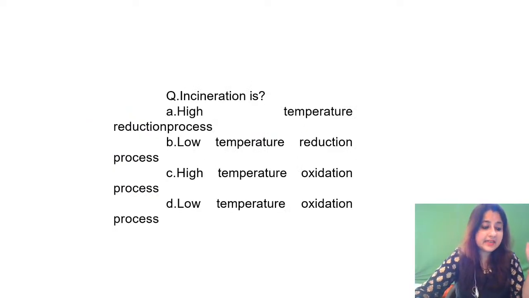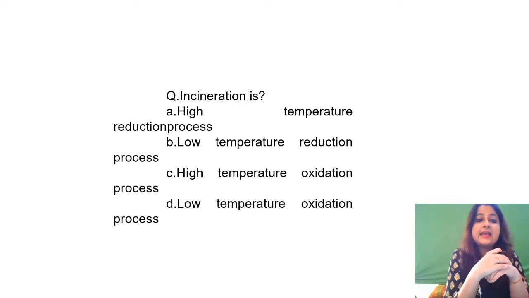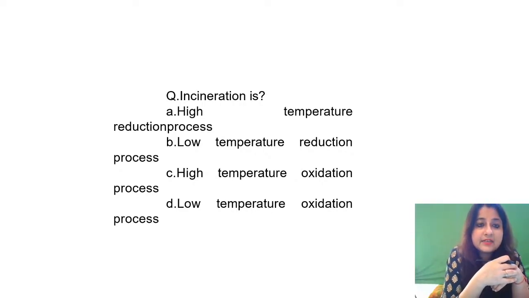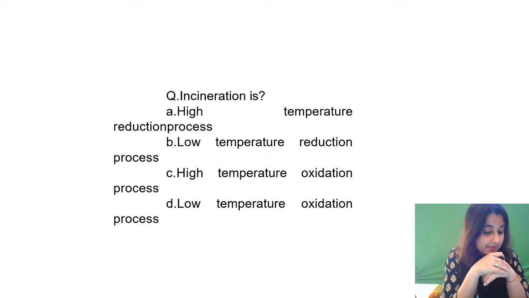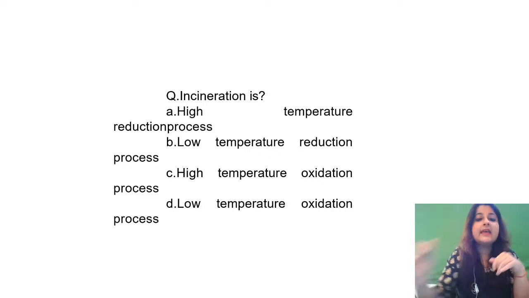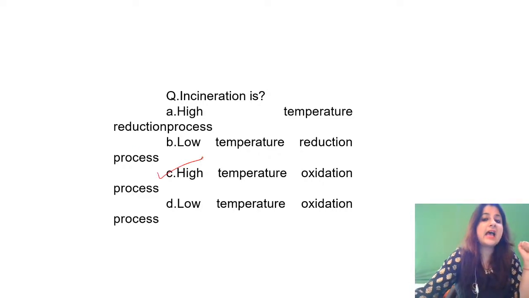What is incineration, guys? A, B, C, D. High temperature reduction process, low temperature reduction process, high temperature oxidation process, low temperature oxidation process. So what is the correct answer to this? What is incineration, guys? All right, I can see. No, not high temperature reduction process. It is C. Good, Hema. It is high temperature oxidation process.